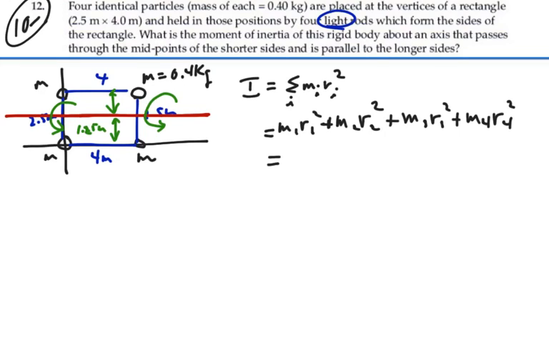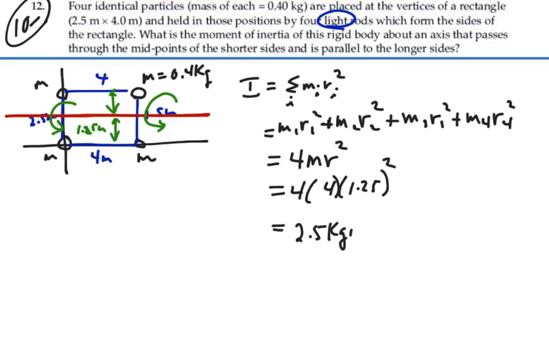All of our masses are the same, so this is really 4 times m times r squared, where our r's are the same as well. This is going to be 4 times 0.4 times 1.25 meters squared. And what does that give us? 2.5 kilogram meters squared. So there's our moment of inertia of this object about this axis, 2.5 kilogram meters squared.